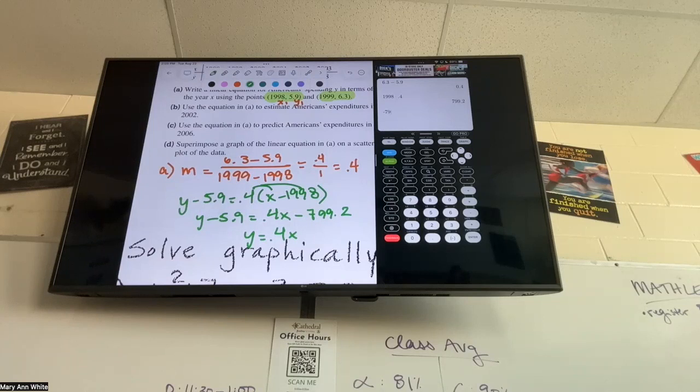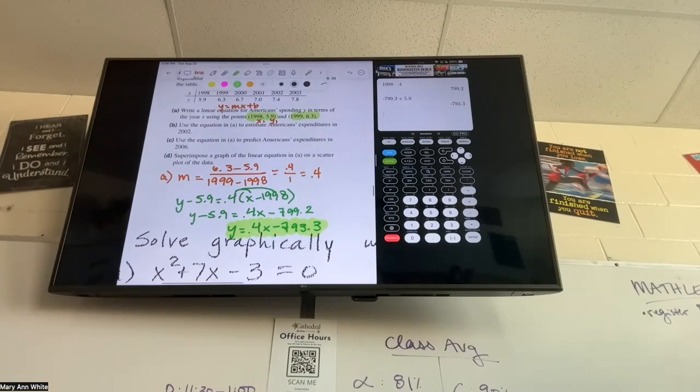So negative 799.2 plus 5.9 is going to be minus 793.3. So that's my equation now. We are not going to put this on a graph, but we could put this onto a graph in our graphing calculator. We could just throw it in, we could graph it by hand. We are not going to, but that's our equation that we're going to use for everything else.